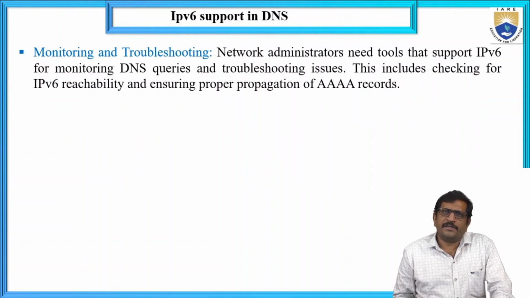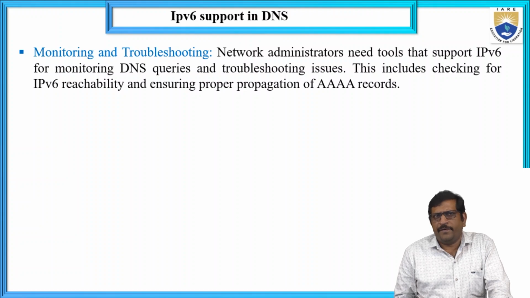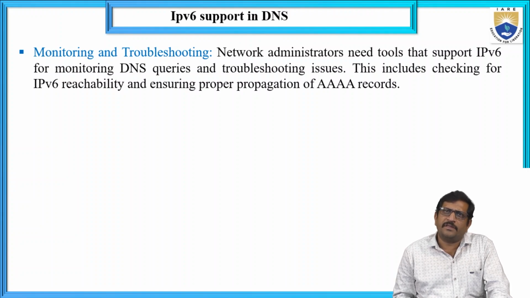And next, the application. If you see the IPv6 support in DNS, it is utilized in monitoring and troubleshooting. If there is any system monitoring, administration, or troubleshooting, we can utilize the domain name or IPv6 addressing. That means the IPv6 support can be utilized in DNS, with the help of which the domain name server assigns the particular address.